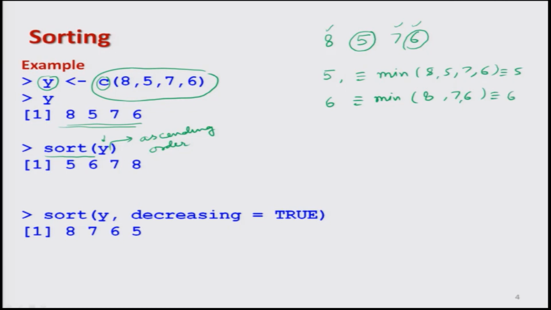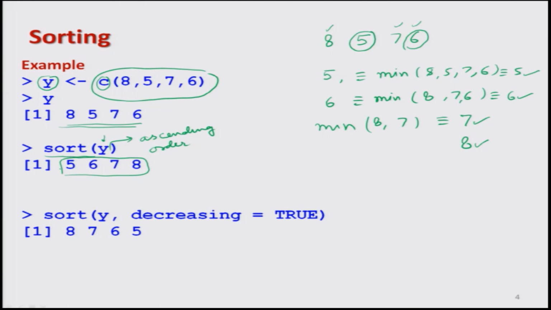Now, the remaining values I have are 8 and 7. Again R finds the minimum value between 8 and 7, and this comes out to be 7. And now, there is only one value left, which is the maximum value among all the given values, and this is 8. And this is the same sequence 5, 6, 7 and 8, which is given here by this sort.